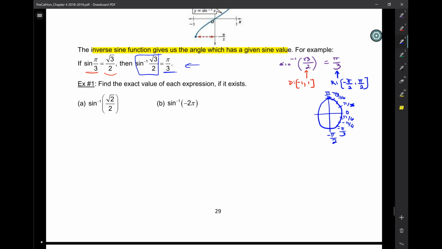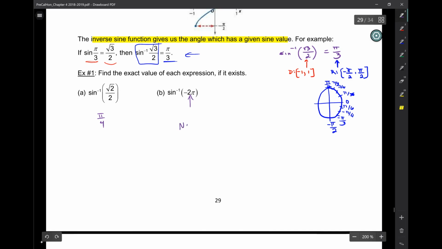Okay, so let's go to A here. We're asking, what is the inverse sine of root 2 over 2? What is the angle for which the sine is root 2 over 2? Pi over 4. What is the angle for which the sine is negative 2 pi? It does not exist. It does not work. Why? The pi is in there to confuse you. This is asking you what is the inverse sine of like negative 6.28. We said this could only be from negative 1 to 1, so this is not possible.